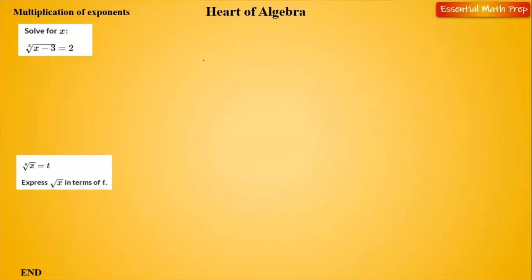All right, let's continue with the last two problems, and this will be the final video in the multiplying exponents concept. So we have the cube root of x minus 3, and the easiest way to get rid of a square root or cube root is: if you have a square root, square both sides; if you have a cube root, cube both sides. So I'm just going to cube both sides. That leaves me with 8, and x equals 11.